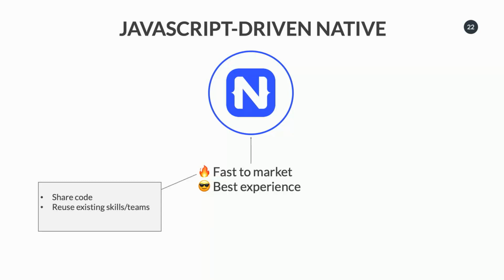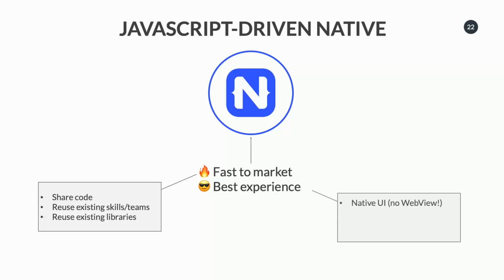We also are reusing existing skills and teams, right? So we're using our web skills, we're using our web teams to develop these apps, as we'll see in a little bit. And we're also reusing existing libraries. So we can leverage JavaScript libraries from NPM. We can take CocoaPods, Android jars, plug them into our app, and they just work.